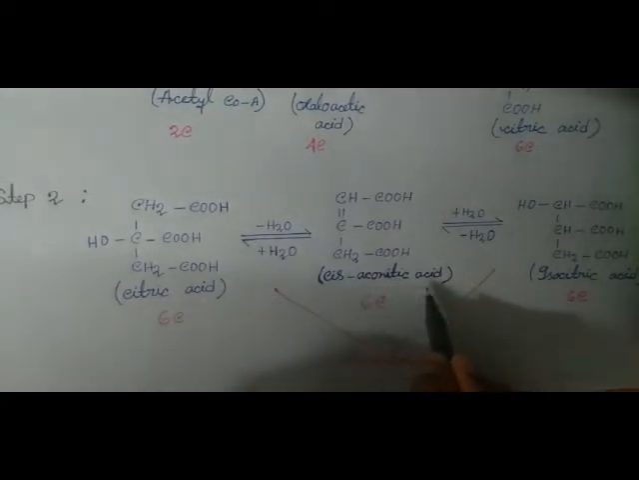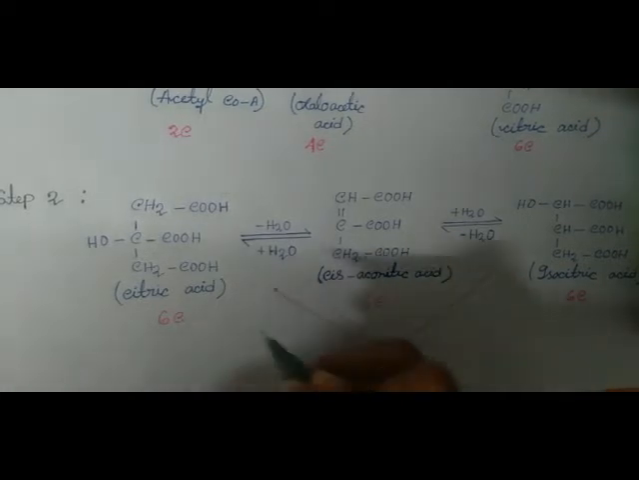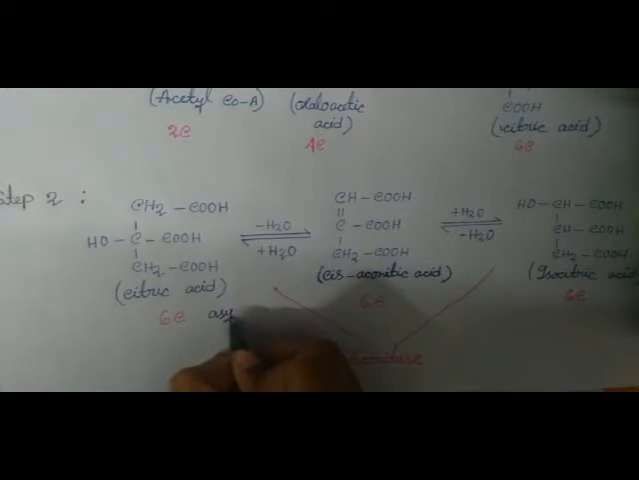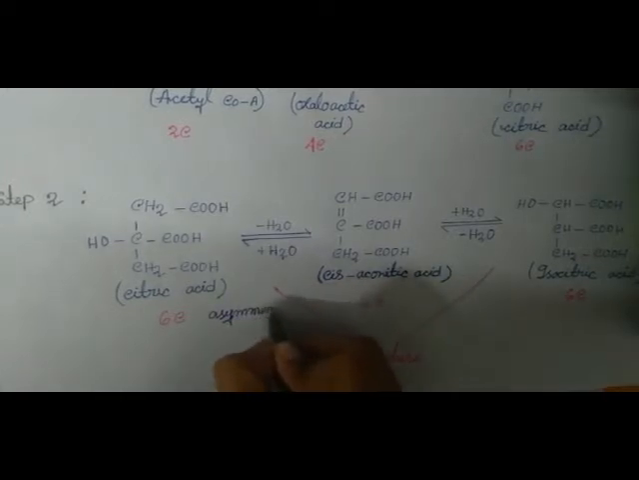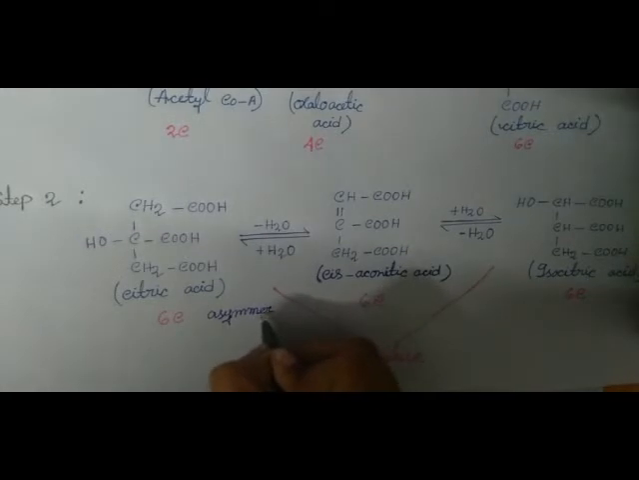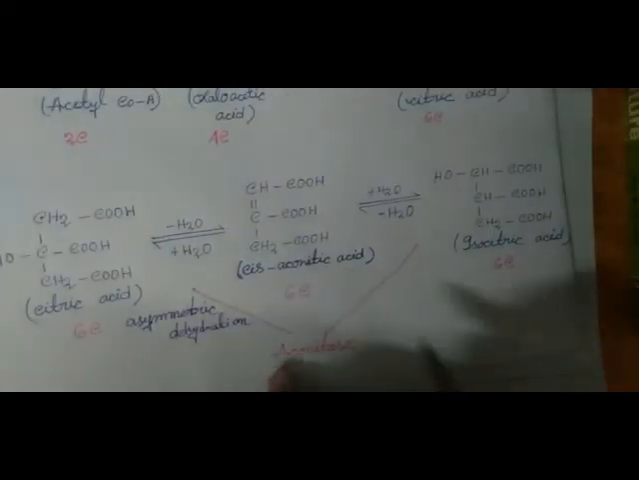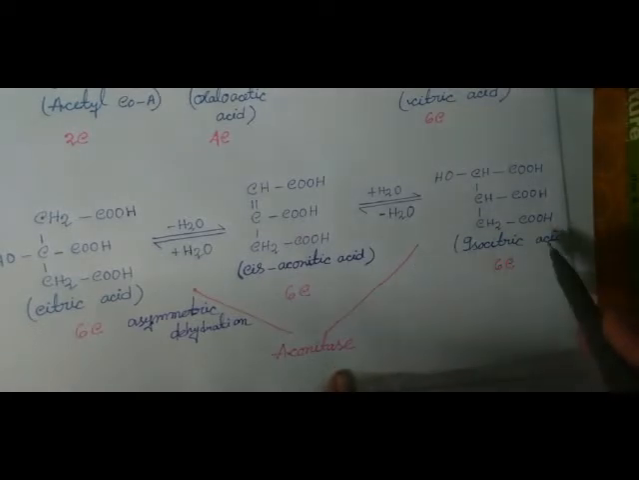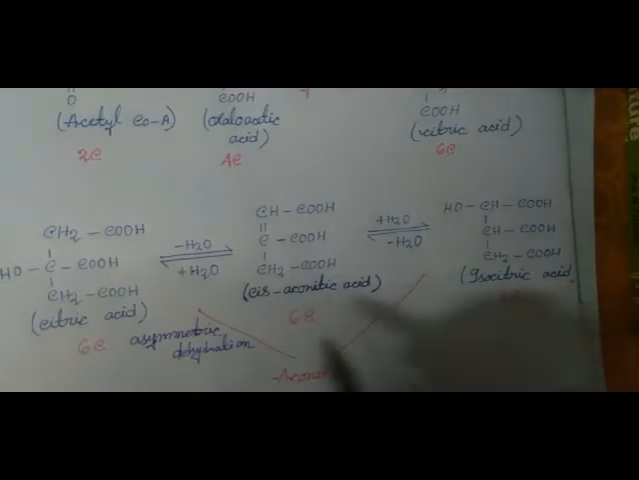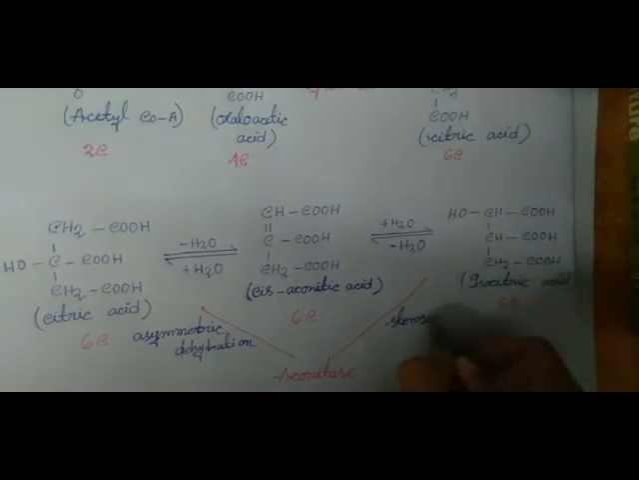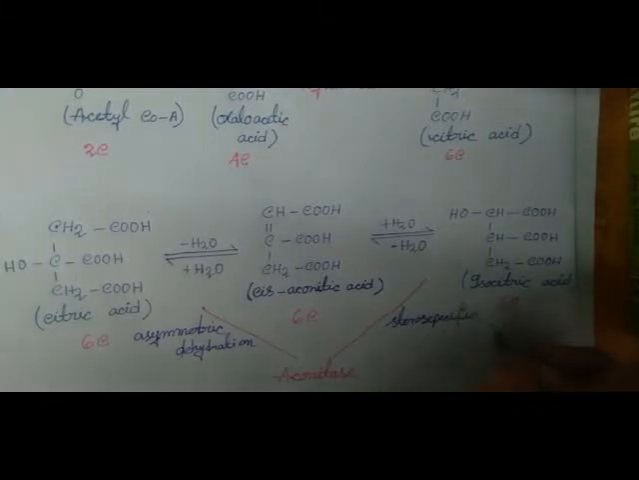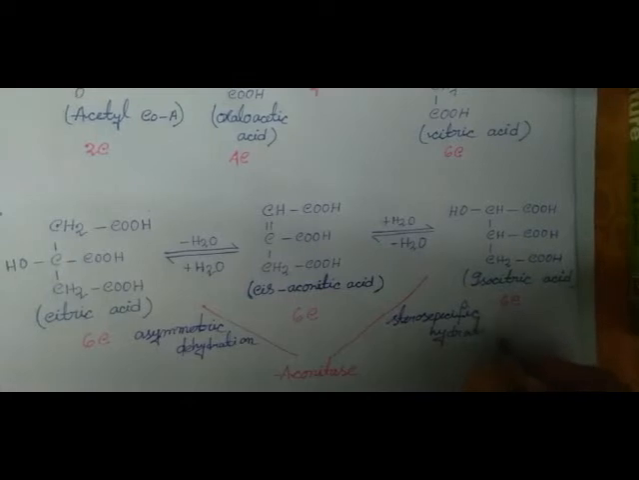Citric acid to cis-aconitic acid is performed by asymmetric dehydration, and isocitric acid is formed from cis-aconitic acid by stereospecific hydration. Okay.